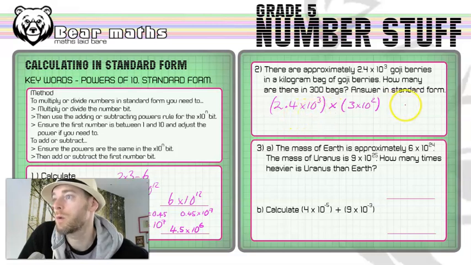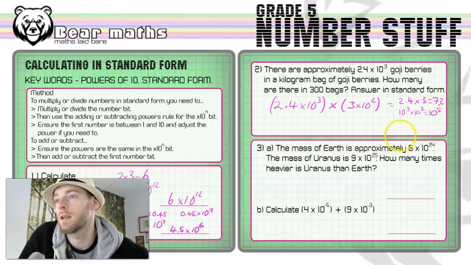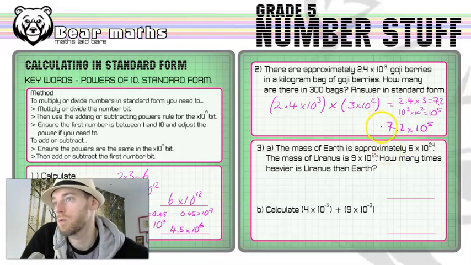And then 2.4 multiplied by 3. So 2.4 multiplied by 3 is 7.2. And then 10 to the power of 3 multiplied by 10 to the power of 2 is 10 to the power of 5. So I'm just going to pop those answers together. That is a number that is between 1 and 10, 7.2, and then multiplied by 10 to the power of 5. There's our final answer.